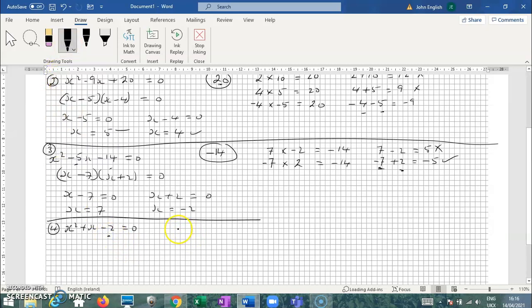So we're looking for the factors of minus 2. Okay, so what two numbers multiplied together will give us minus 2? Well, let's see. Minus 2 multiplied by 1. That will give us minus 2. When we add them together, we get minus 2 plus 1. Well, that will give us a minus 1. Well, we're looking for a positive 1.